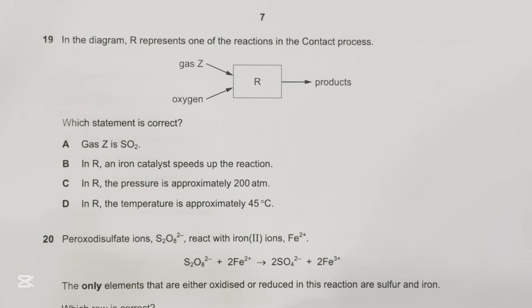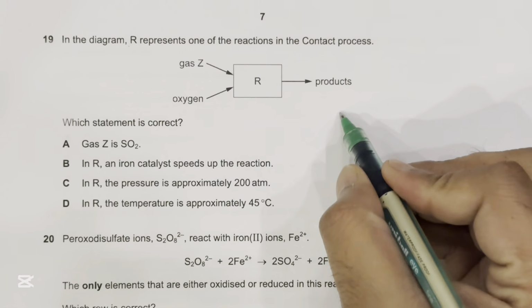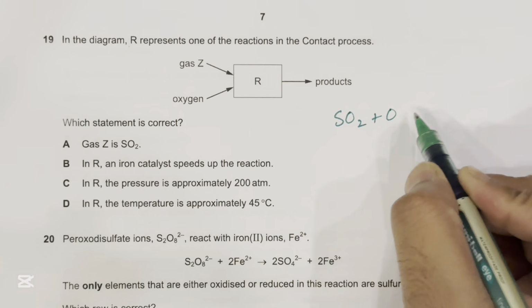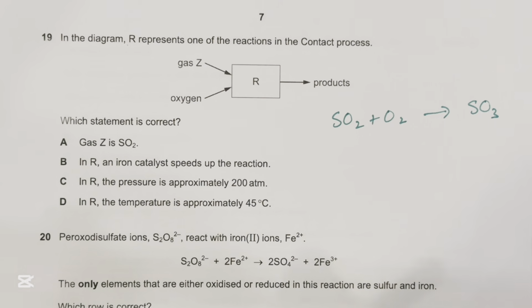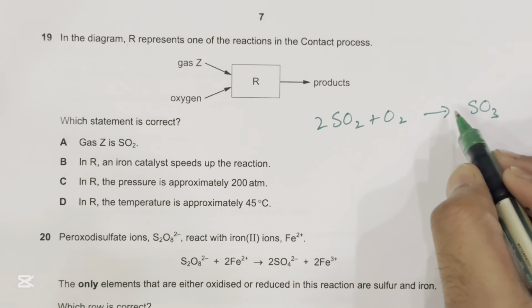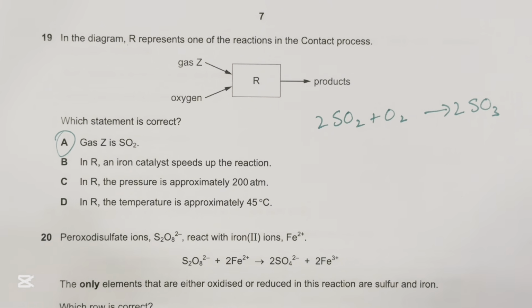In the diagram, R represents one of the reactions in the contact process, gas Z and oxygen, and our product. Which statement is correct? Gas Z is SO2. We know that when SO2 reacts with oxygen, SO3 is produced. SO2 plus O2 would produce SO3. You can balance it by writing 2 over here. You don't need to balance it in the exam, so option A is the right choice.